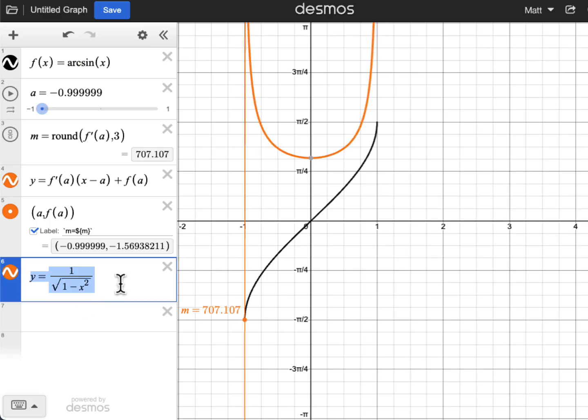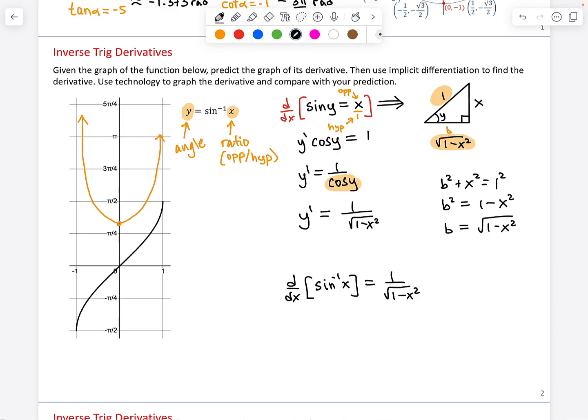In Desmos, I typed that function, calling it y, and sure enough, it makes the graph that we predicted. Okay, next page.